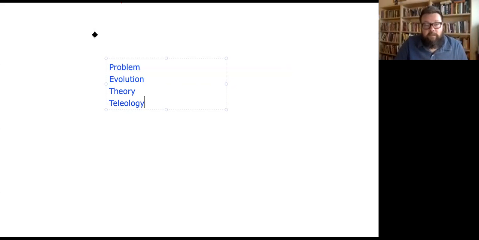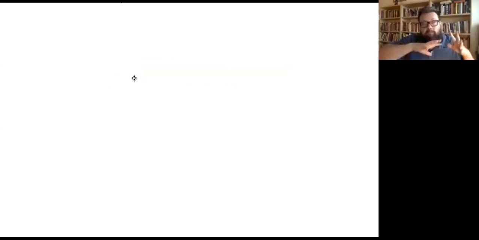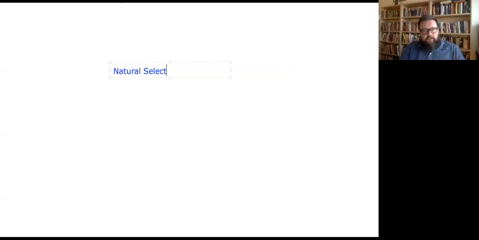evolutionary theory addresses those big questions, that organisms change over time, right? So evolution is the changing over time of organisms. Then we have another question, which is how or why. How or why do they change over time? That's where we get the theory of natural selection, okay? The theory of natural selection.